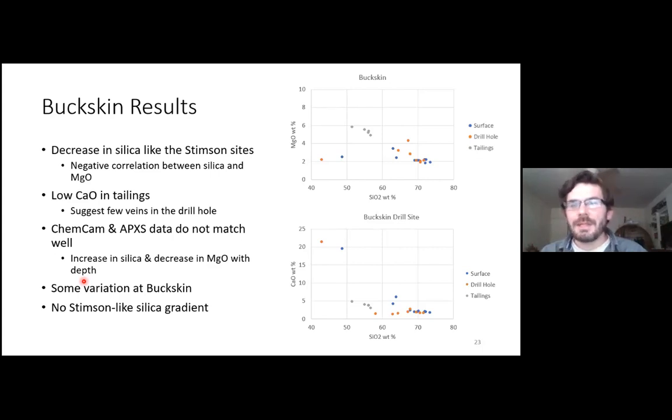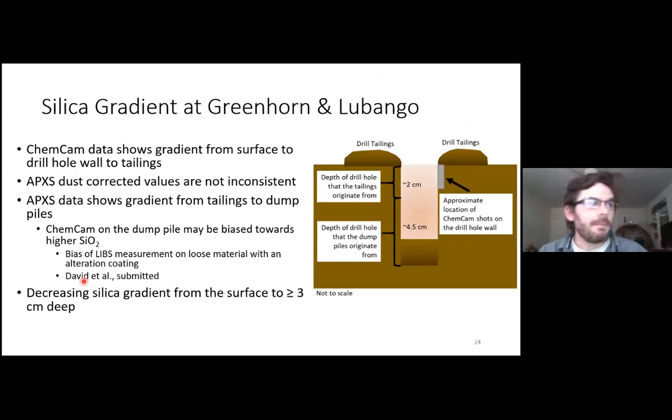And just remember, Buckskin is probably not a good example of this. So we're just really going to talk about Greenhorn and Lubango moving forward. All right. So ChemCam data shows a gradient from the surface to the drill hole wall to the tailings, and the APXS dust corrected values are not, I'm going to say, not inconsistent with this. Lubango's a problem, but there's problems with the way it was analyzed. It'd be great if we had like 6 more drill sites to really nail this in, but unfortunately we don't.